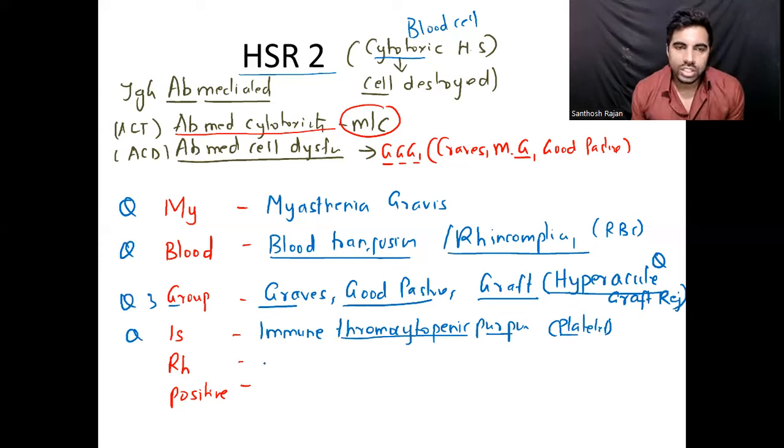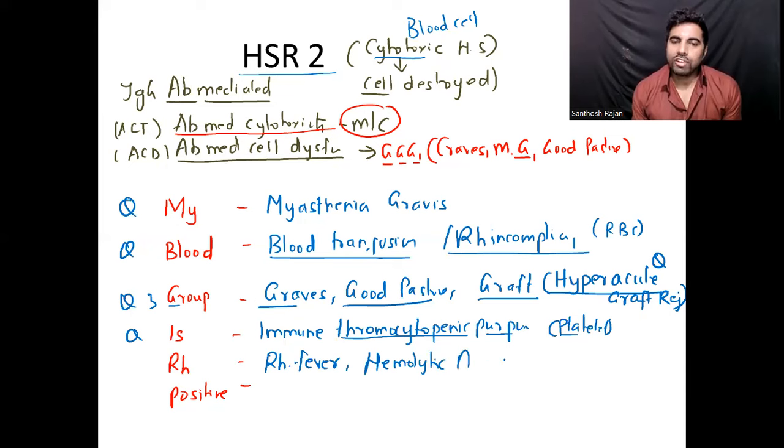Then Rh for rheumatic fever, not arthritis. Rheumatic fever is type 2. Then another important thing is hemolytic anemia. Again RBC. Even if you forget this clue, anything related with the blood cell will come in this. Okay. So again, RBC.